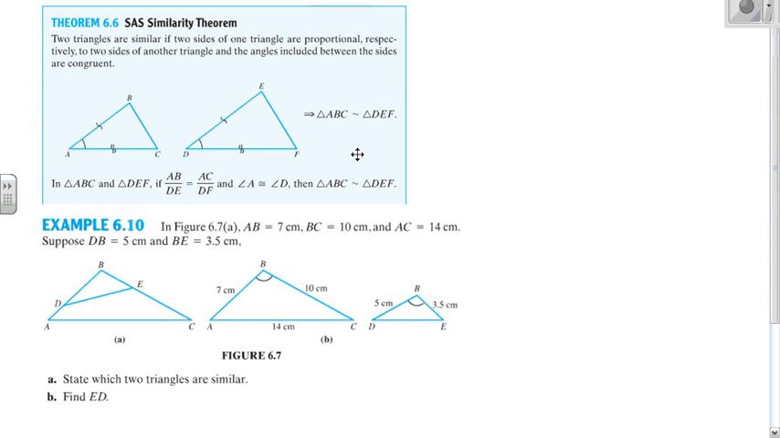Another theorem we can use to show triangles are similar is the side angle side similarity theorem. If we have two sides proportional to the corresponding sides of another triangle, and the angle in between is congruent, that's enough to show the triangles are similar.